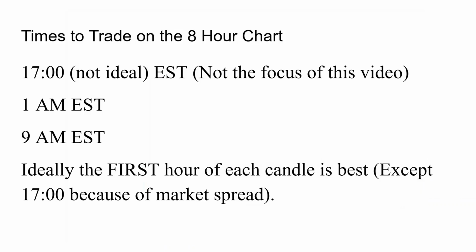So the times to trade the 8-hour chart are when each 8-hour candle opens. These are Eastern Standard: 1700, or 5 p.m. Eastern Standard Time. That's not ideal and not going to be the focus of this video. It does play a part, but it's just not the primary focus. Really, we're only trading 2 times, for the 1 a.m. open or the 9 a.m. open. Ideally, the first hour of each candle is best, except for, of course, 1700, like I said, because of the market spread. But really, 1 a.m. and 9 a.m. are best.